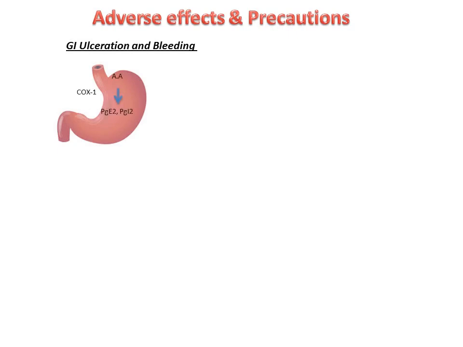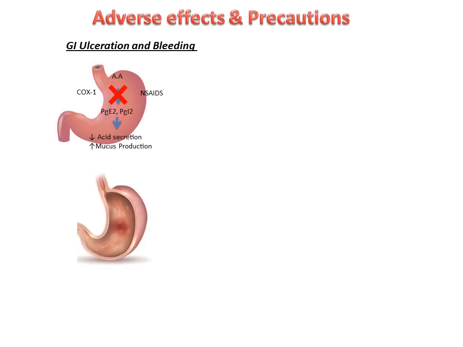The most common adverse effect of NSAIDs is GI-related, where COX-1 enzyme converts arachidonic acid into PGE2 and PGI2. These prostaglandins decrease gastric acid secretion and stimulate the synthesis of protective mucus. Agents that inhibit COX-1 reduce beneficial levels of these prostaglandins, resulting in increased gastric acid secretion, diminished mucus protection, and increased risk for GI bleeding and ulceration.